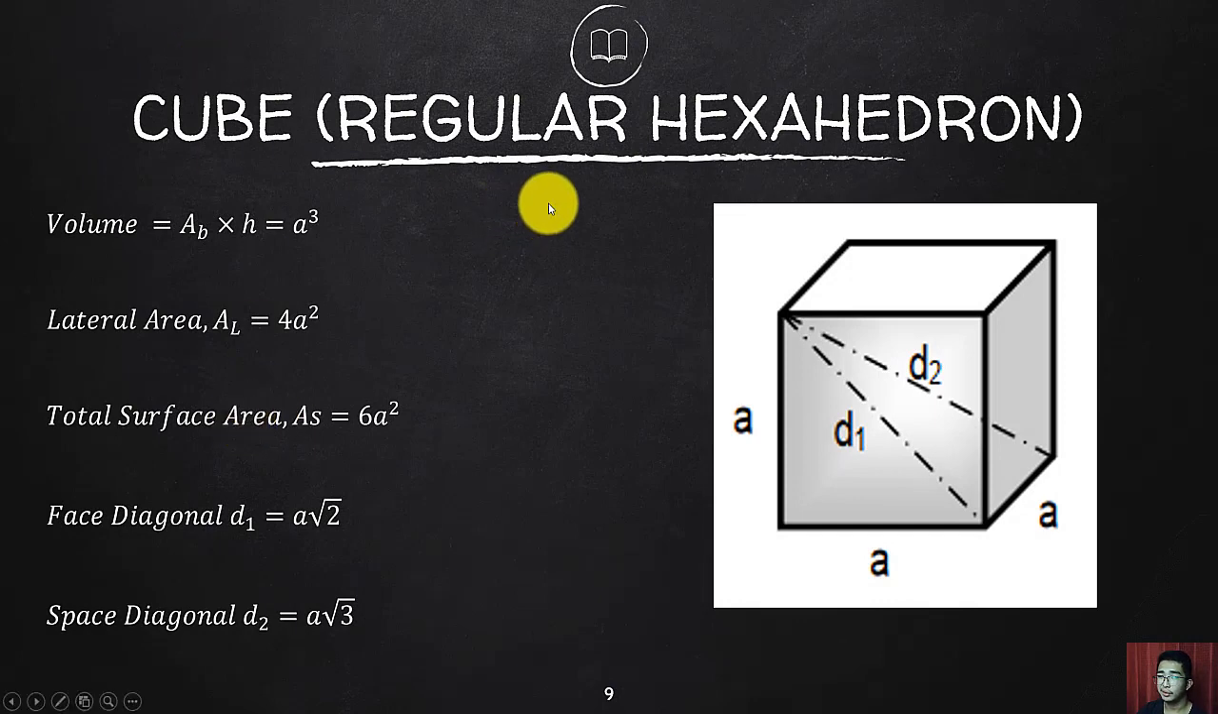Next you have your cube, of course, a regular hexahedron. For a cube, just simply multiply the edge to itself 3 times. This is also a rectangular parallelepiped, it's just that this time all of the sides are equal. So these are the formulas for the volume and the surface area. That's for a cube.